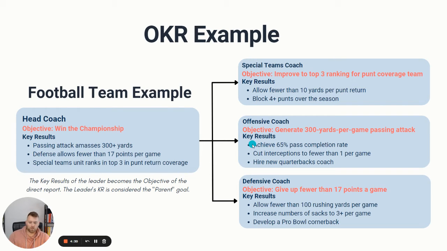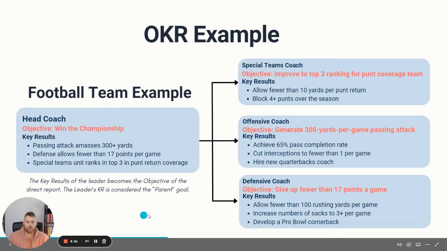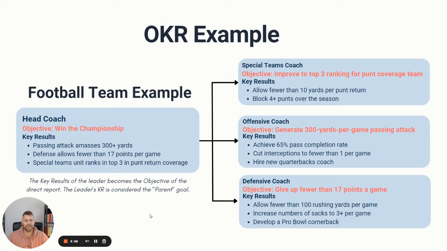Now, what he or she will do is create their own key results. So how is he or she going to be able to generate 300 yards per game? Well, we have to achieve 65% pass completion rate. We have to cut interceptions to fewer than 1 per game. And then we have to hire a new quarterback coach. So these are very tangible things that somebody who is trying to achieve these goals can measure.